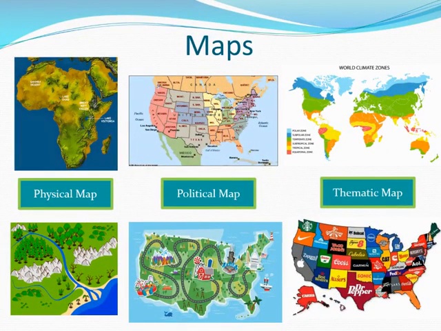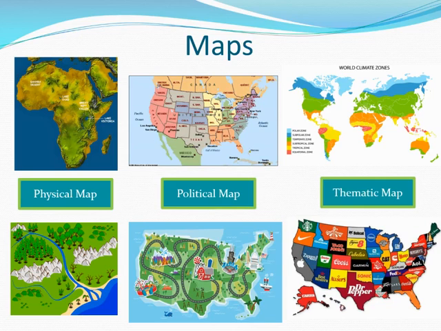We can use different types of maps to learn more about a place. So if you ever find yourself traveling to a new location, try picking up a local map to learn more about it. There are 3 types of maps that you could find to get more information. There are physical maps, political maps, and thematic maps.